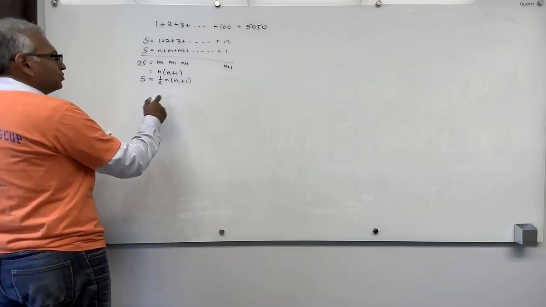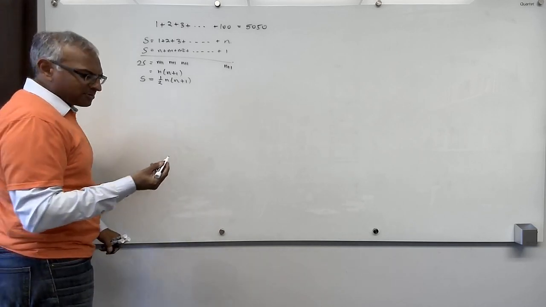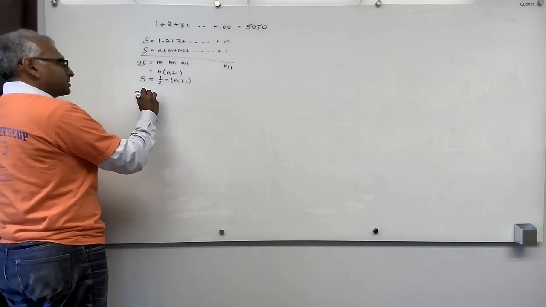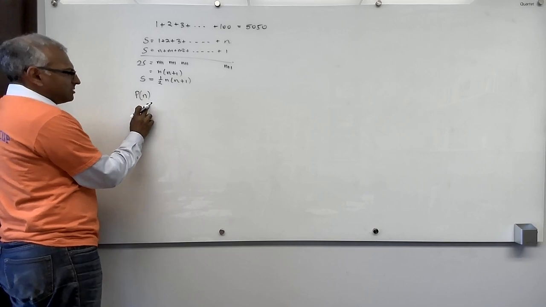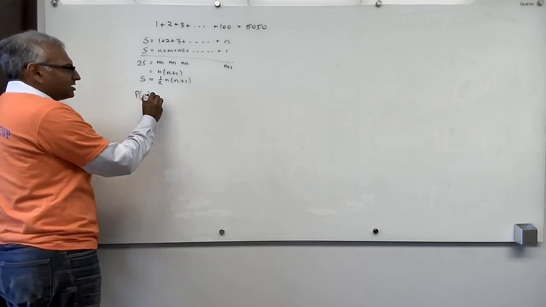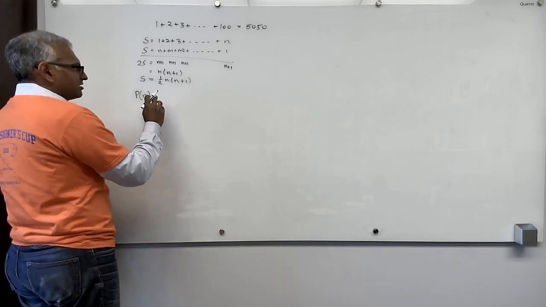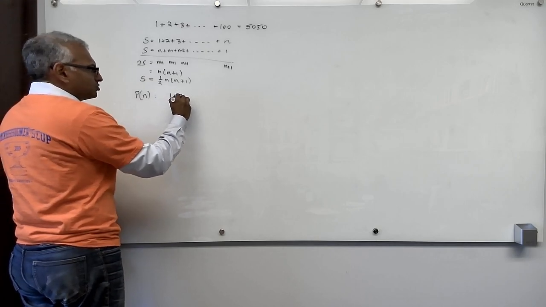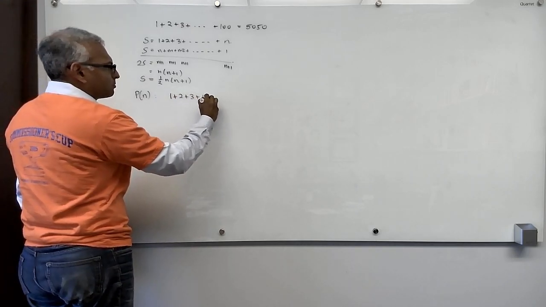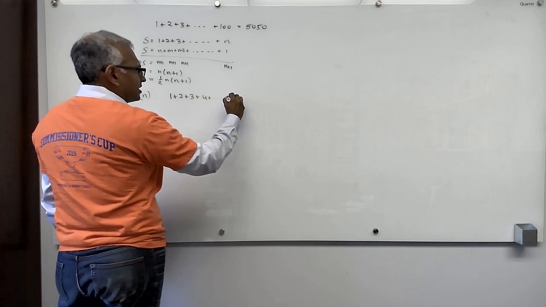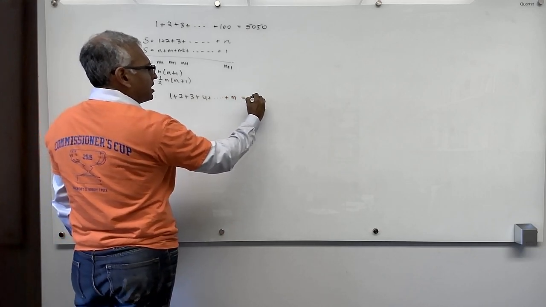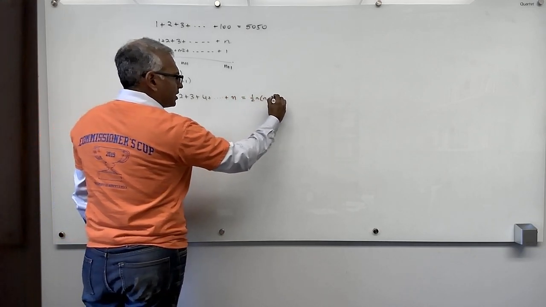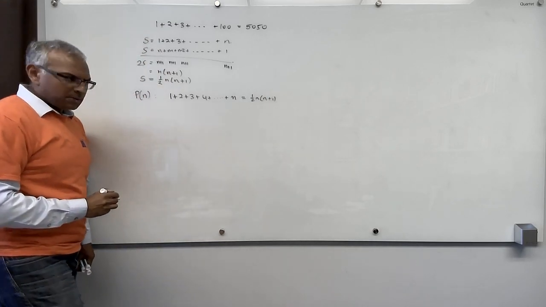Okay, so let's first make a claim. P of n is the claim. So there's a claim involving n. Now this is a fairly sophisticated claim. It's the claim that the sum 1 plus 2 plus 3 plus 4 plus up to n is equal to 1 half n times n plus 1. That's the claim.